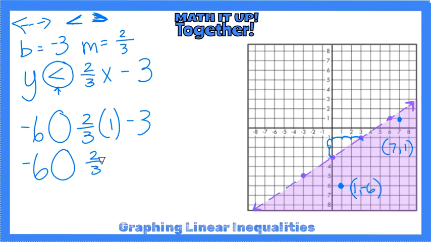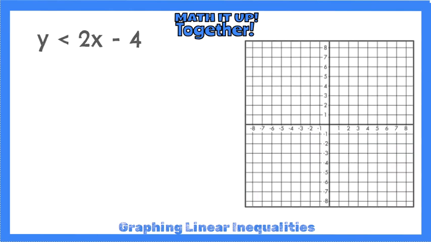So this is 2/3 minus 3, and -3, and then a positive 2/3 would be 2 1/3. -6 is less than 2 1/3, and again, that just verifies that we have our answer here. And the final linear inequality, y is less than 2/3 x minus 3, will result in this graph.